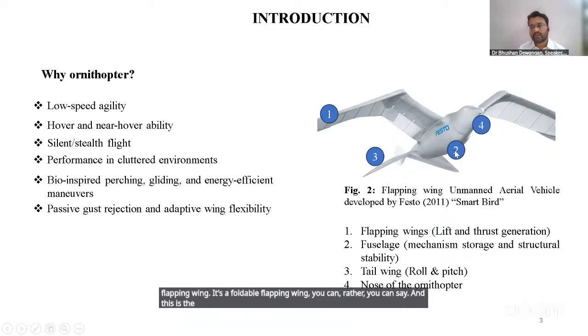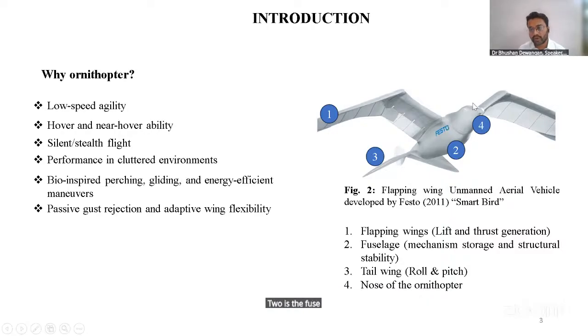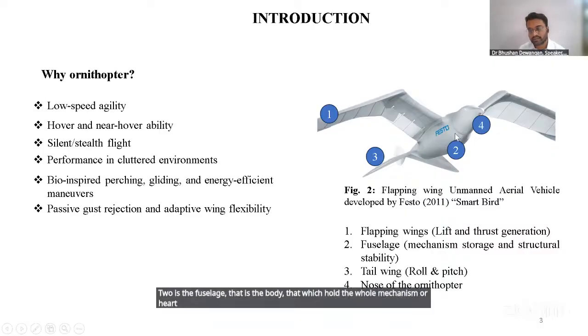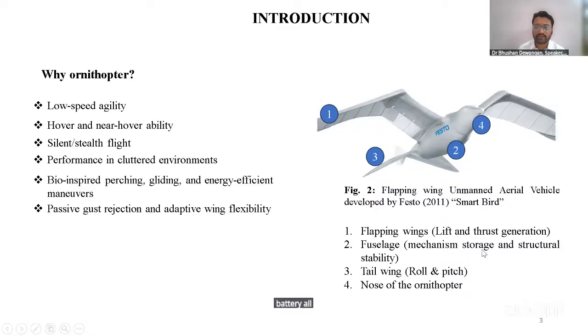The second is the fuselage, that is the body, which holds the whole mechanism, the heart of this prototype: the battery and all the mechanism storage. Structural stability comes under it to handle all the thrust and lift. And third is the tail. The tail is always used for roll and pitch, so that it can move in a cluttered environment very smoothly without any problem.